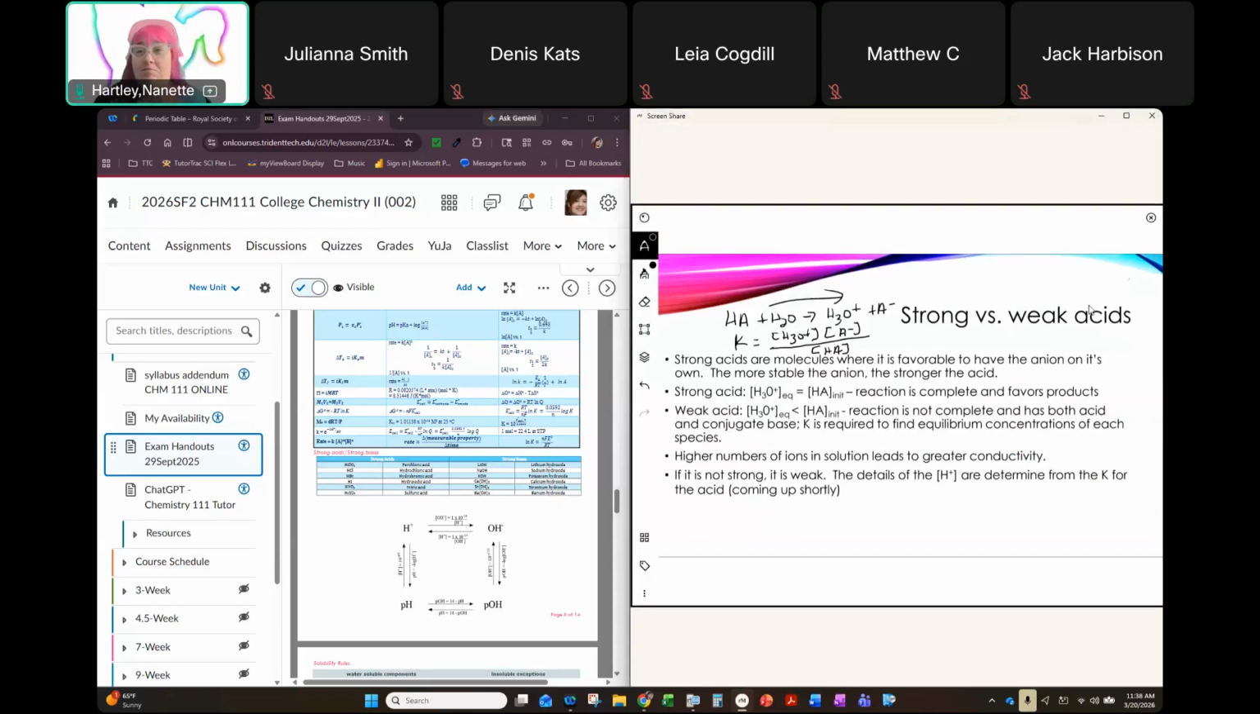And if it's not strong, it is weak, and we will have a K expression like this that we can work with. Well, so far.